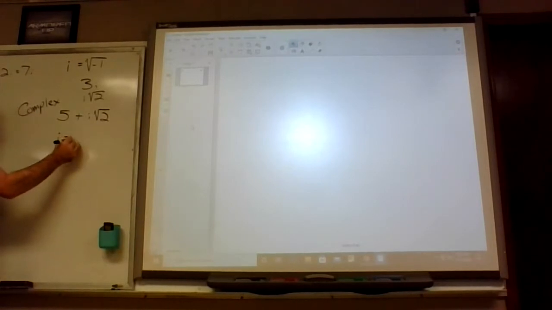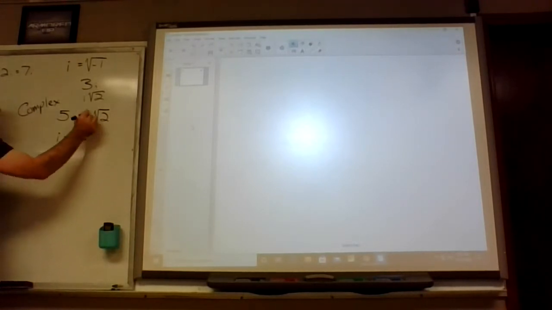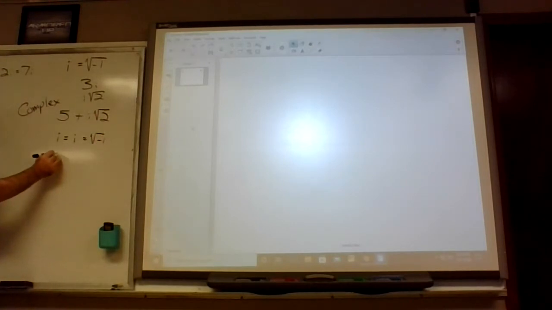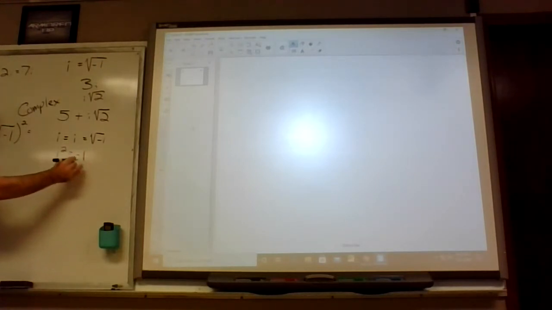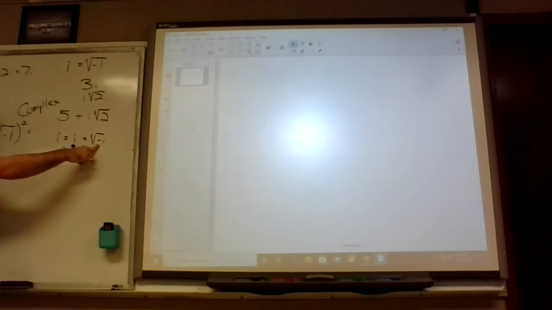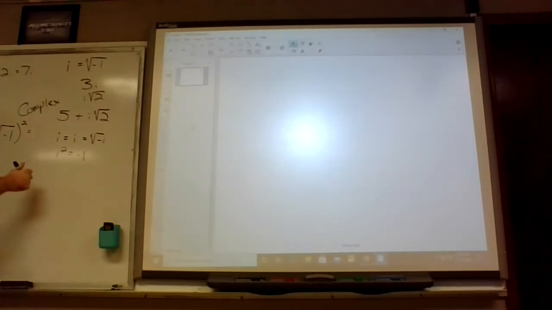Here's something that's kind of weird though. i equals i, or you could say it's the square root of -1. What do you think i squared would be equal to? -1, because the square and the square root cancel each other out. So here's a weird thing. i is an imaginary number, but i squared is a real number. So, yeah, that's weird.